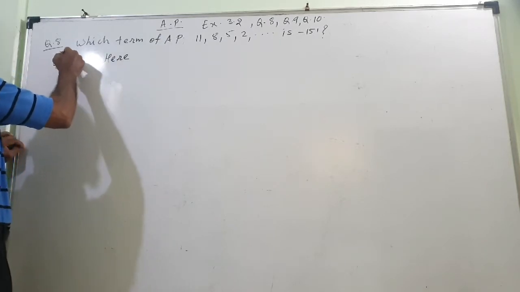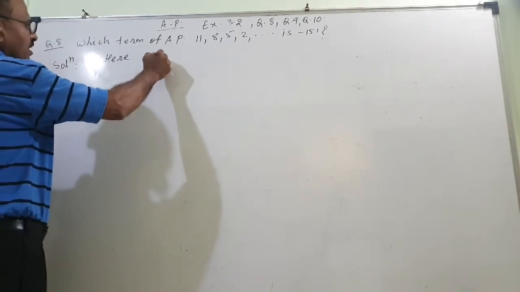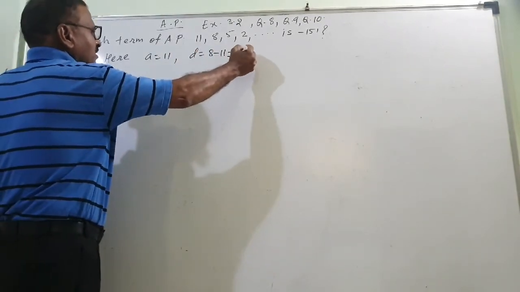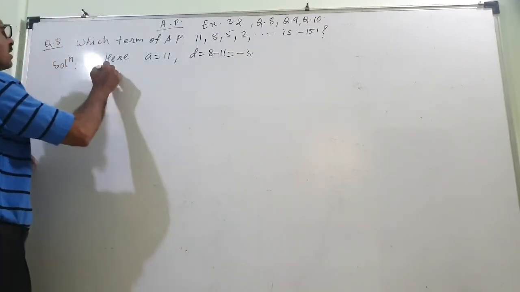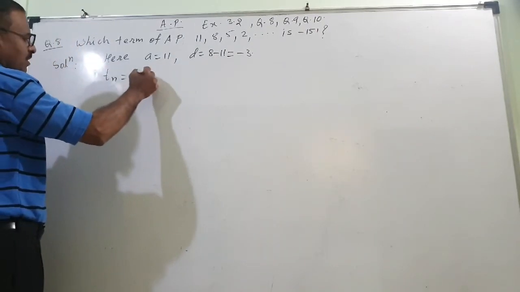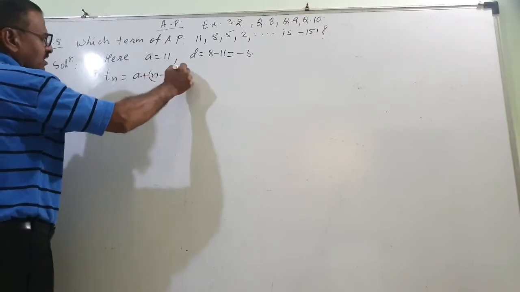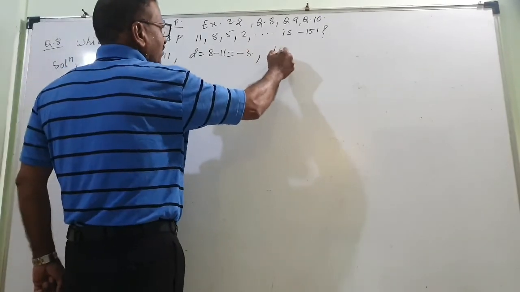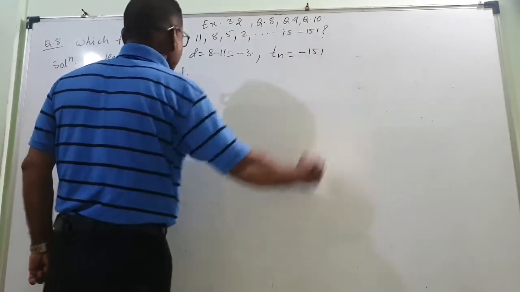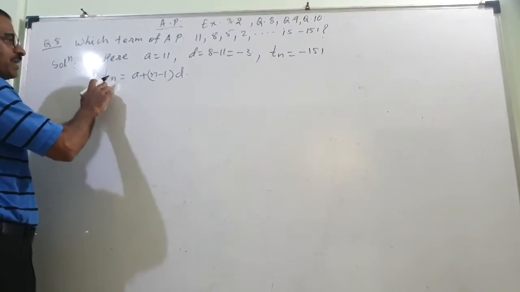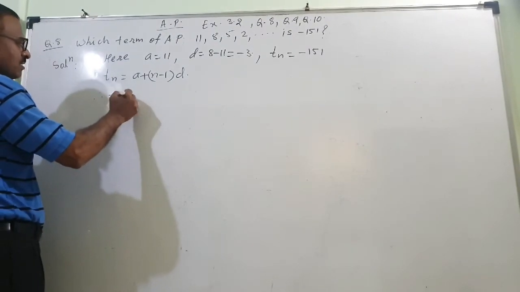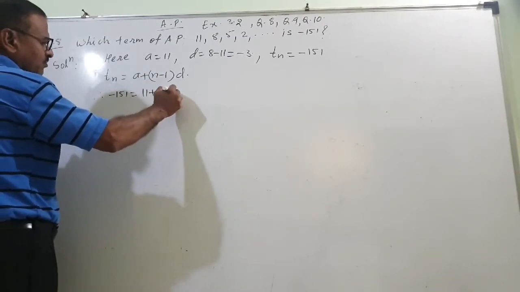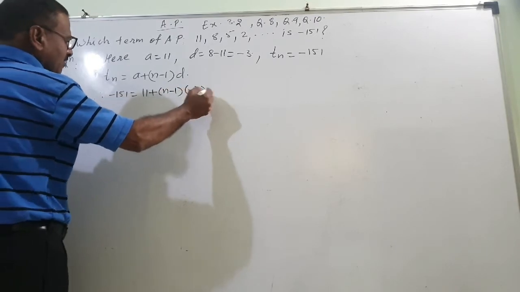this is the solution. A equal to 11, D equal to 8 minus 11 equal to minus 3. We know that Tn is equal to A plus n minus 1 into D. This is our formula. Therefore, Tn is equal to minus 151. So at the place of Tn, I will write minus 151 is equal to A, which is 11, plus n minus 1 into D, which is minus 3.